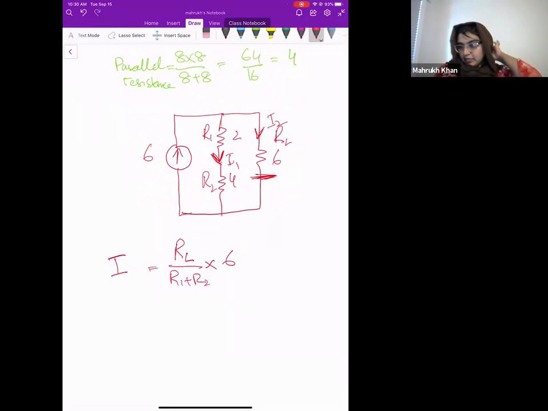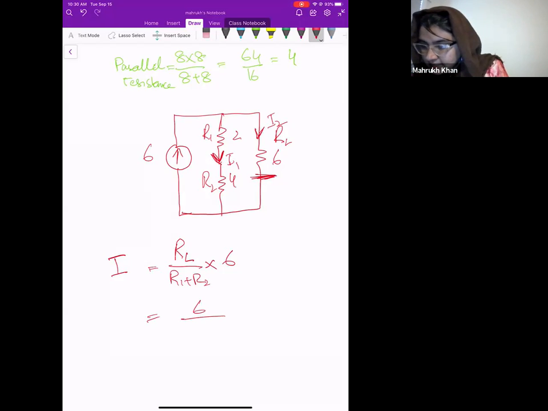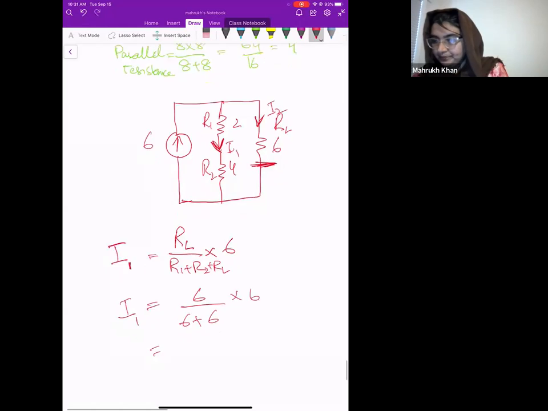Because we learned in current division that it's opposite of voltage division. In voltage division, the resistor across which you want to find the voltage, you will use exactly that resistor. But in current division, you will take the opposite resistors. So that's why you say R1 plus R2, and RL should be in the bottom. So it's 6 over 6 plus 6, into 6. So this will give you I1.